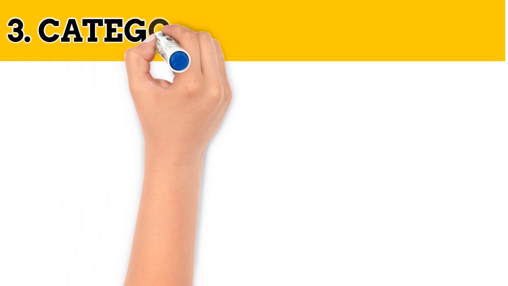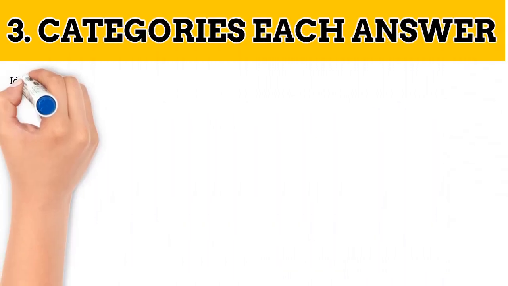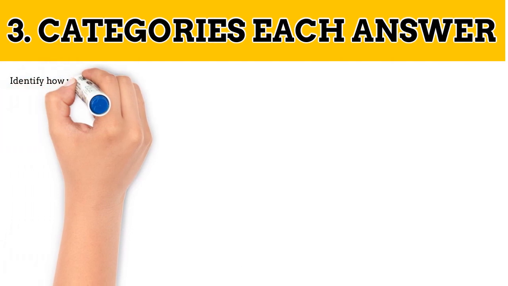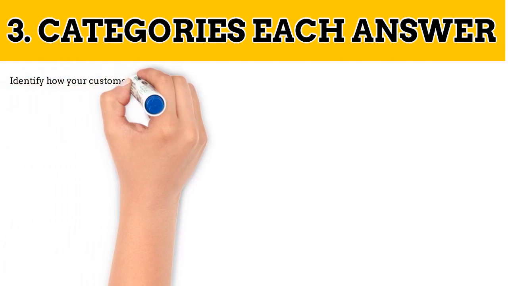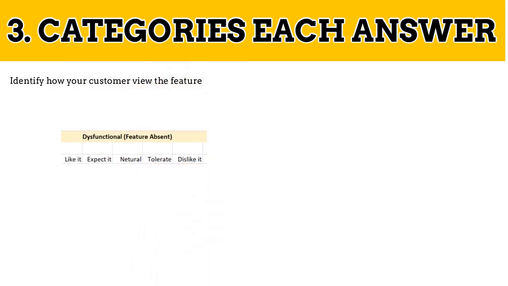Now let's move to the next step, that is categorize each answer. Based on the answer given by the customer, you can identify how your customer views that feature using this table. Now to use this table, you need to take the customer's answers to your functional, that is positive question, as well as to your negative, that is dysfunctional question, and you will take the table reference to get an idea about how the customer feels.